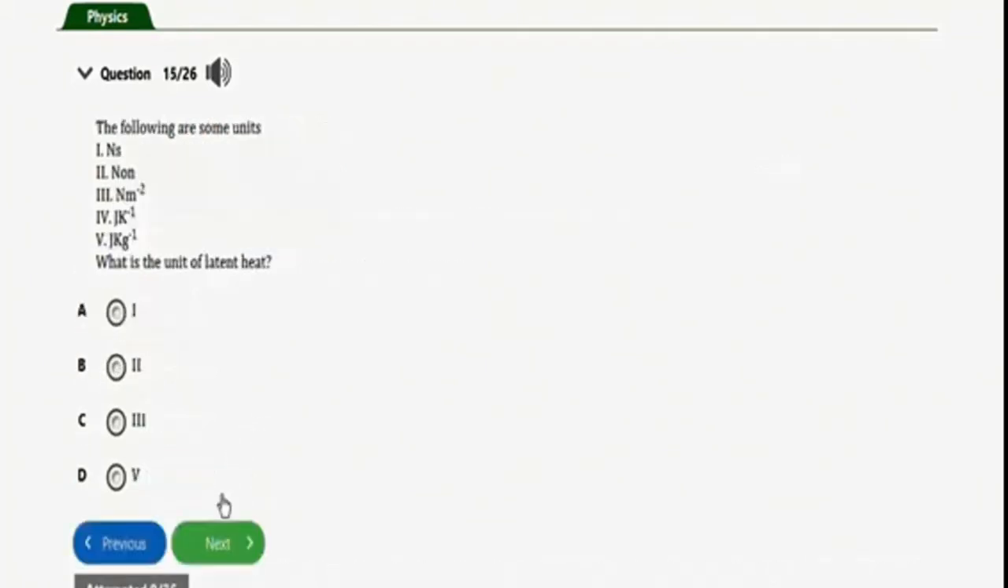Next question with this one. It says the following are some units. What's the unit of latent heat? So the correct option here is joule per kilogram, which is V. V is correct, option D.